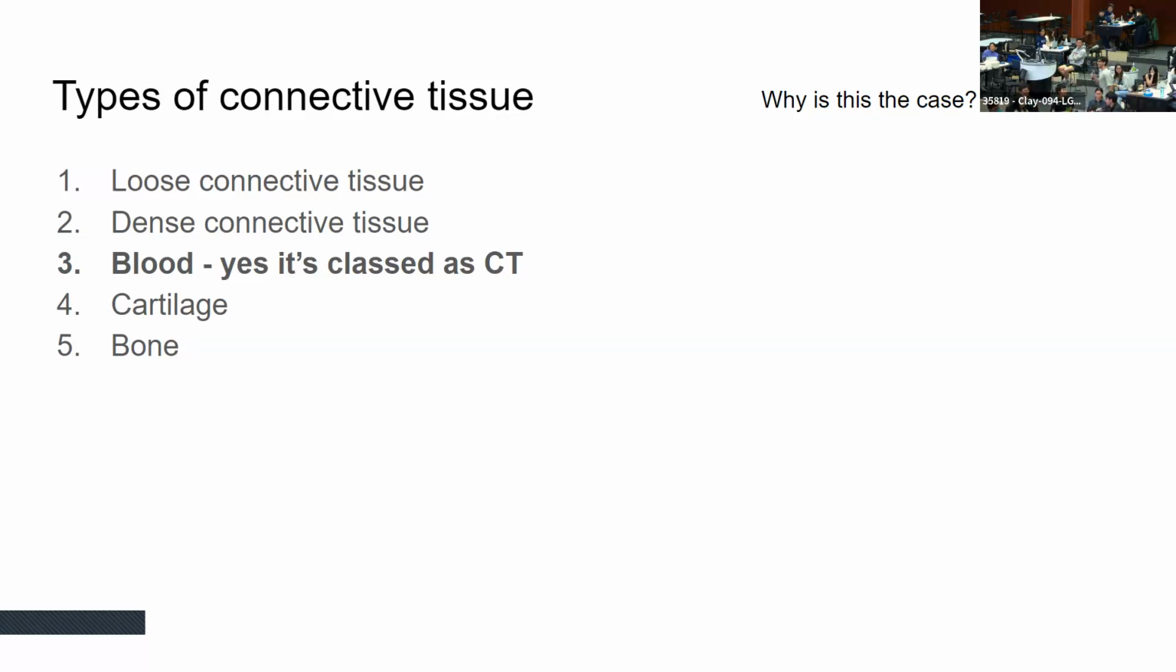Anyway, the reason it's the case is because blood is contained within an extracellular matrix. Now, it is a bit more fluid than other tissue types, but basically the plasma within your blood does act as an extracellular matrix. That's why it is classified so.